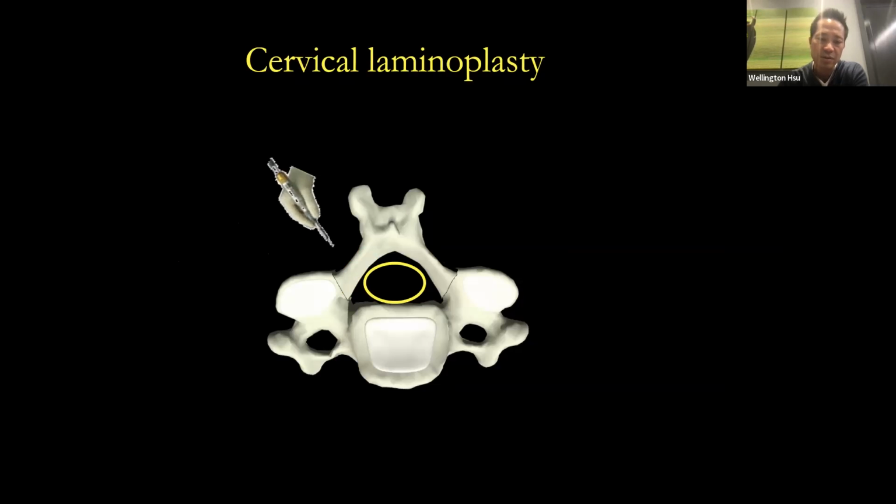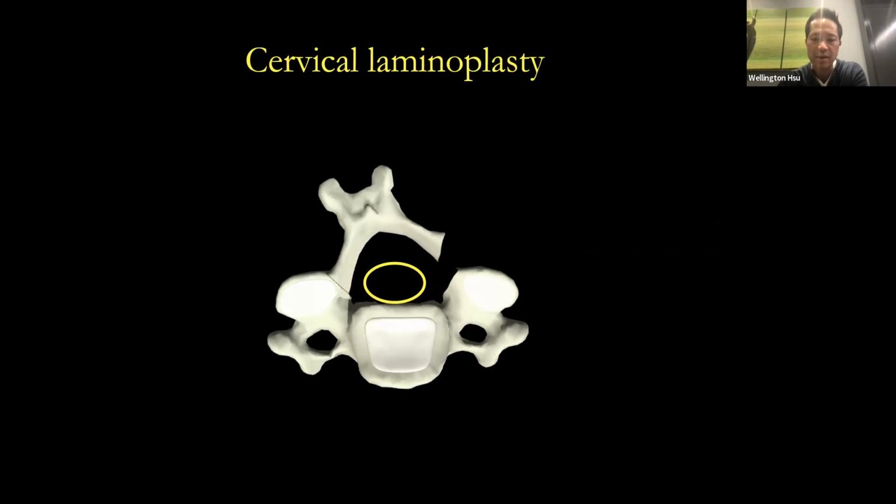On one side, we do a hinge osteotomy, only cut through half of it. And the other side, we cut all the way. And so we can open up the canal like a door, and this is called an open door technique. And then in order to keep the bones open, we put a small plate on with a few screws.